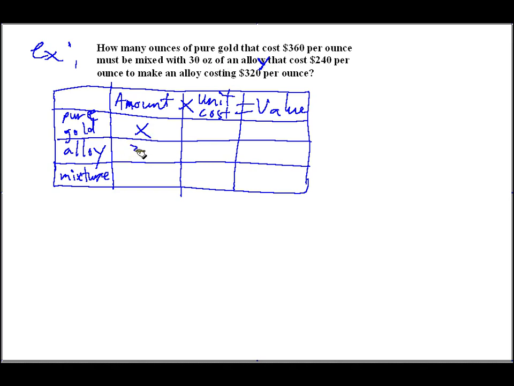So this alloy, we're using 30 ounces of it. All right? And so if I use X ounces of pure gold and 30 ounces of this alloy, then the mixture is going to have X plus 30 ounces. So the total weight, the total amount of the mixture, will be X plus 30. Can we see that?